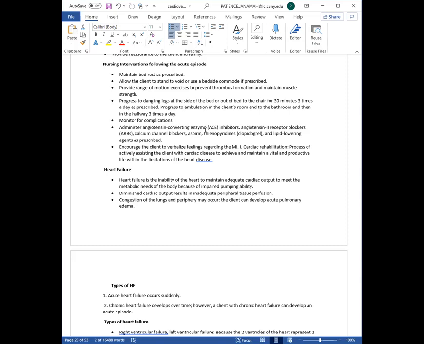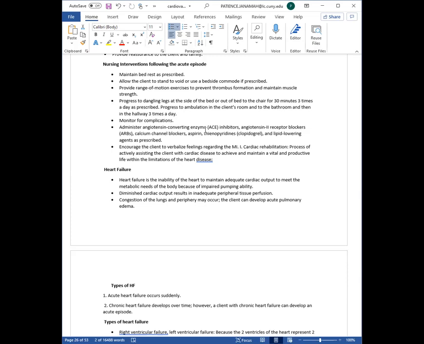You want to administer angiotensin converting enzyme inhibitors, ACE inhibitors, angiotensin receptor blockers, that's the ARBs, and calcium channel blockers. So basically blood pressure medications you want to give to the patient. And then you encourage the patient to verbalize their feelings. That's where therapeutic communication comes in. So NCLEX can use MI, myocardial infarction, and put it as a therapeutic communication. So the patient is communicating with you, expressing their fear for this impending doom they are feeling. What will you do for the patient, or how will you respond?